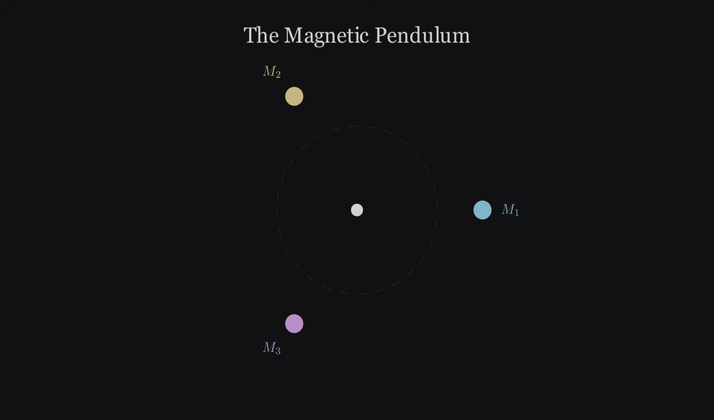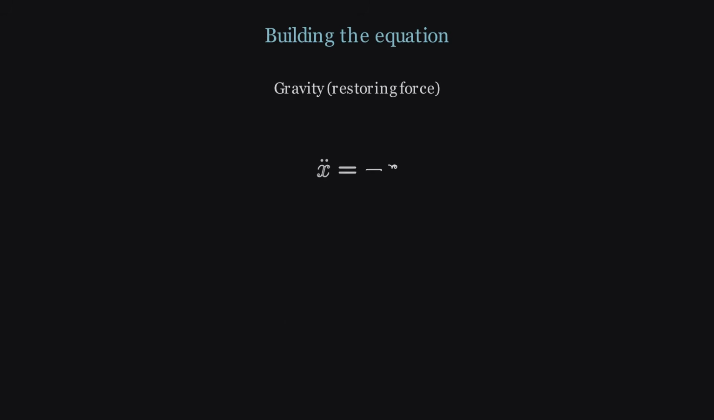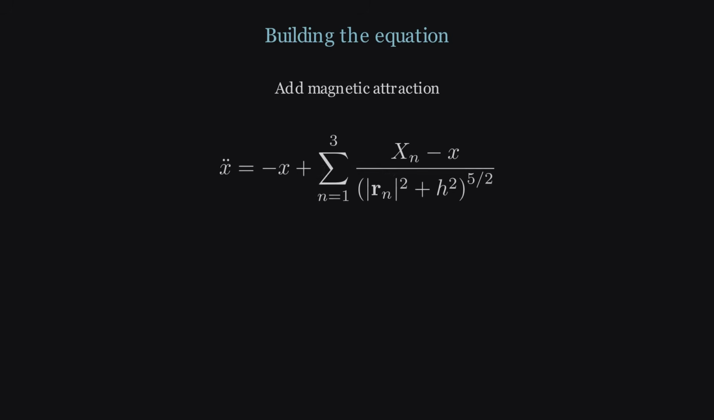That's the entire physical setup. 3 forces, 1 outcome. But the question of which magnet wins is where everything gets interesting. Let me write the equations. The bob moves in 2 dimensions, so we need its position x, y, and its velocity. Gravity acts as a restoring force, pulling the bob toward the center like a spring. That gives us negative x and negative y.